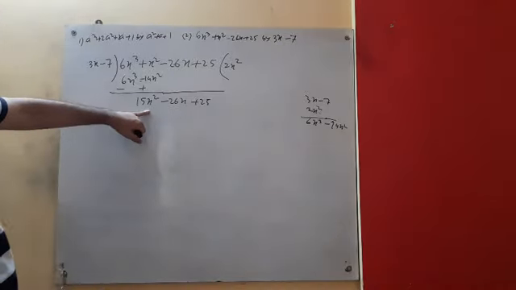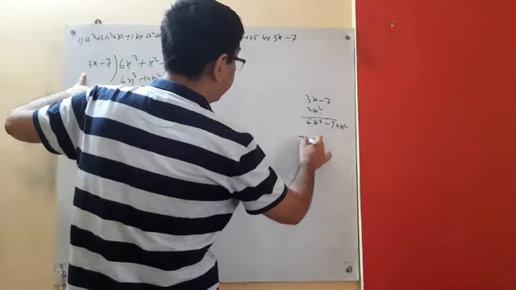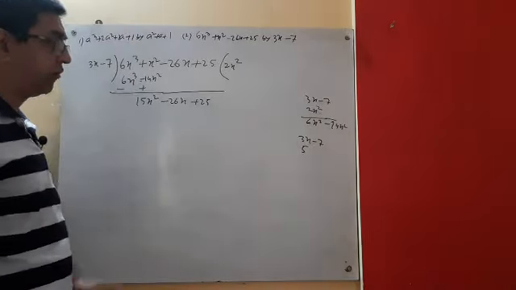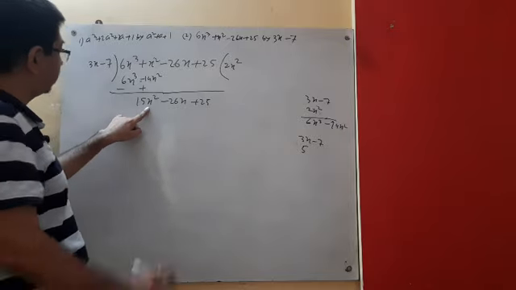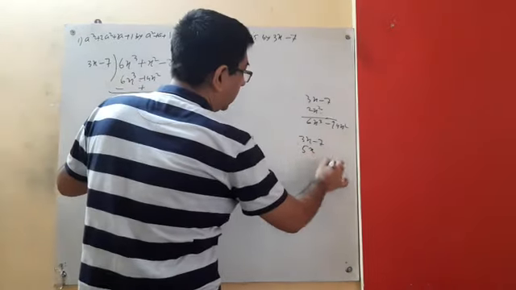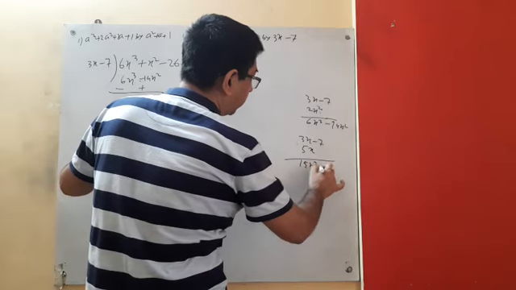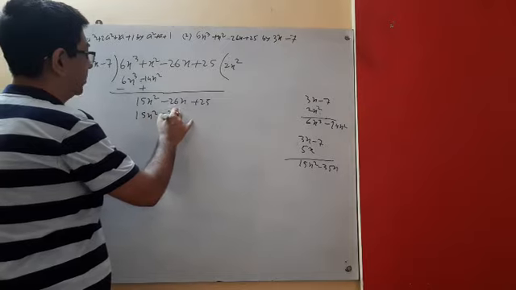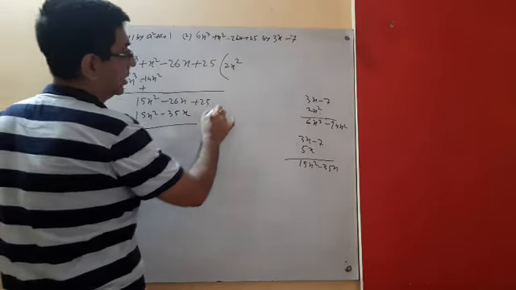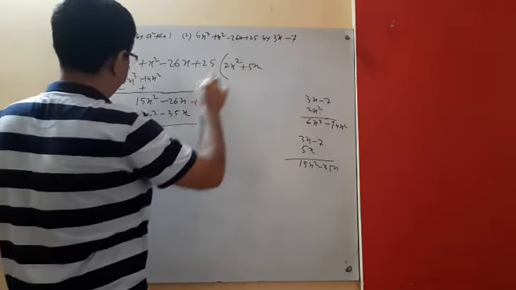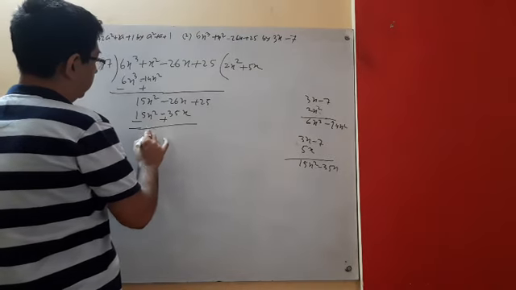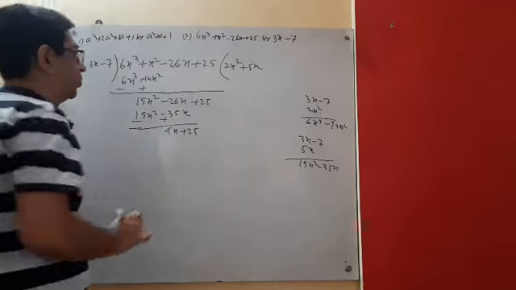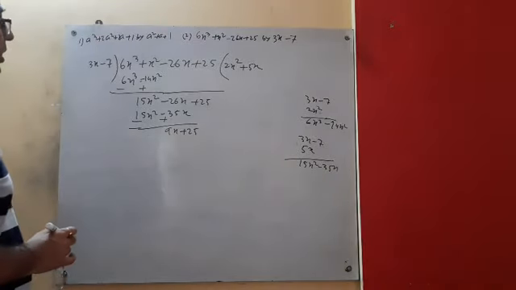Now what do you need? You need 15x square, but 3x minus 7 is there. So definitely 5 will come, 5 times 3 is 15. This is x square, but this is x, so we need another x. Go for multiplication: 15x square minus 35x. Right, here 15x square minus 35x. Then subtract: plus 35 minus 26, that is 9x minus 25.